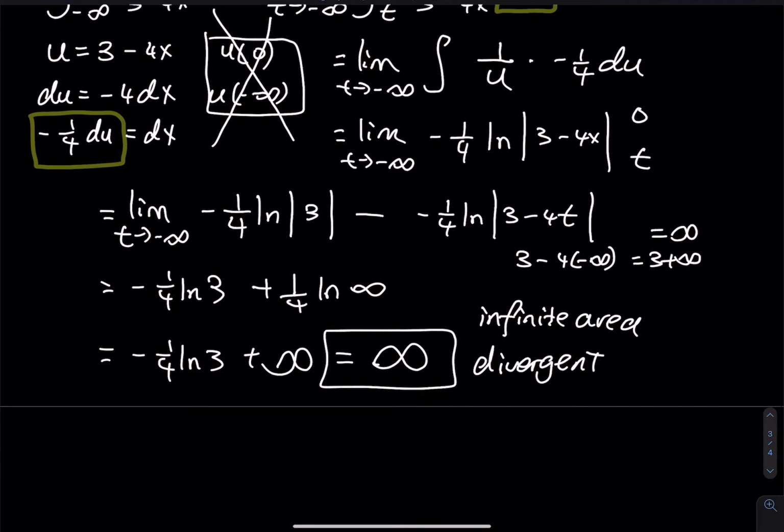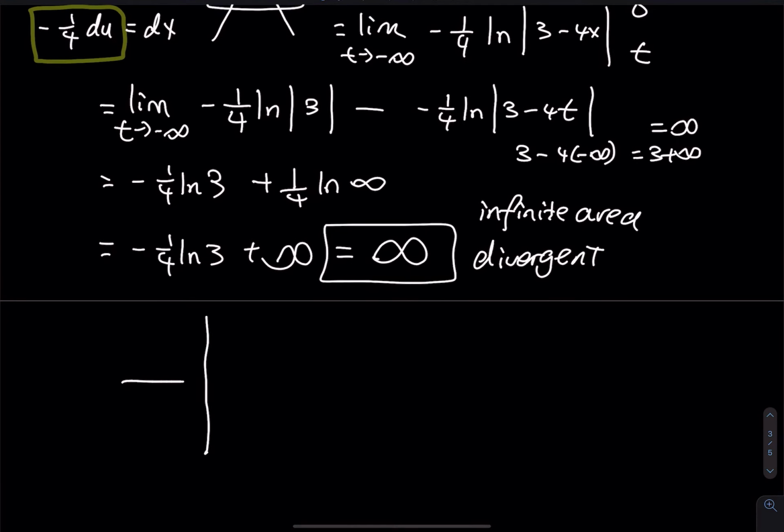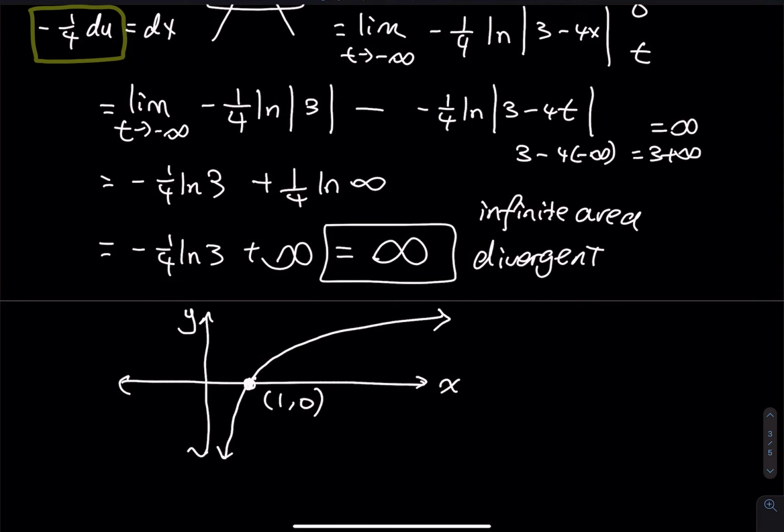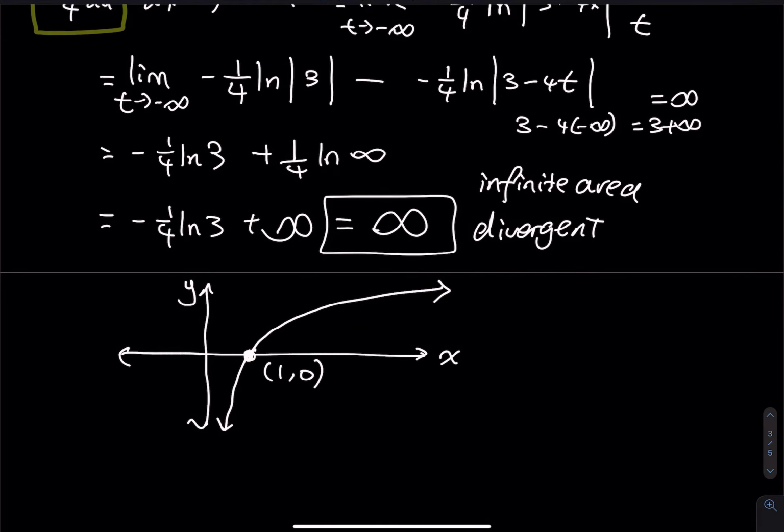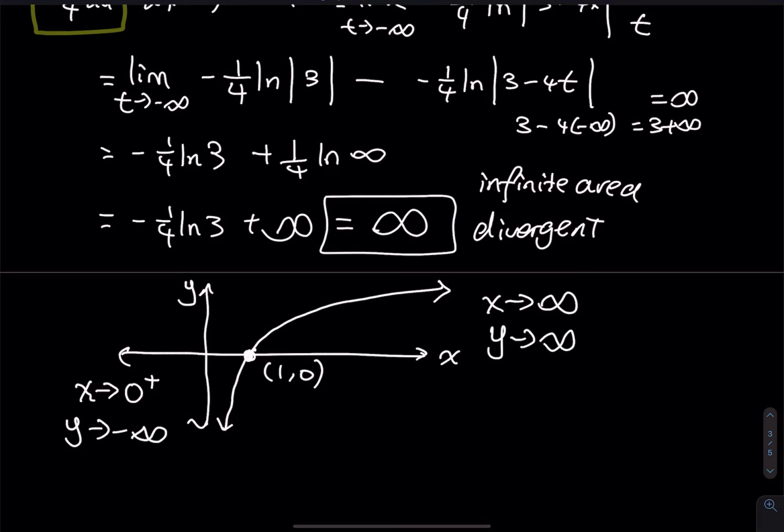So regarding the graph of ln, the graph of ln is an increasing function. We have the x-axis and y-axis, and there is an x-intercept at 1, 0. X is equal to 1, y is equal to 0, and this is the graph of ln. Near the y-axis, as x approaches 0 from the right, y approaches negative infinity, right? And then on the other side, as x approaches infinity, y approaches infinity. So therefore, ln infinity is just equal to infinity.